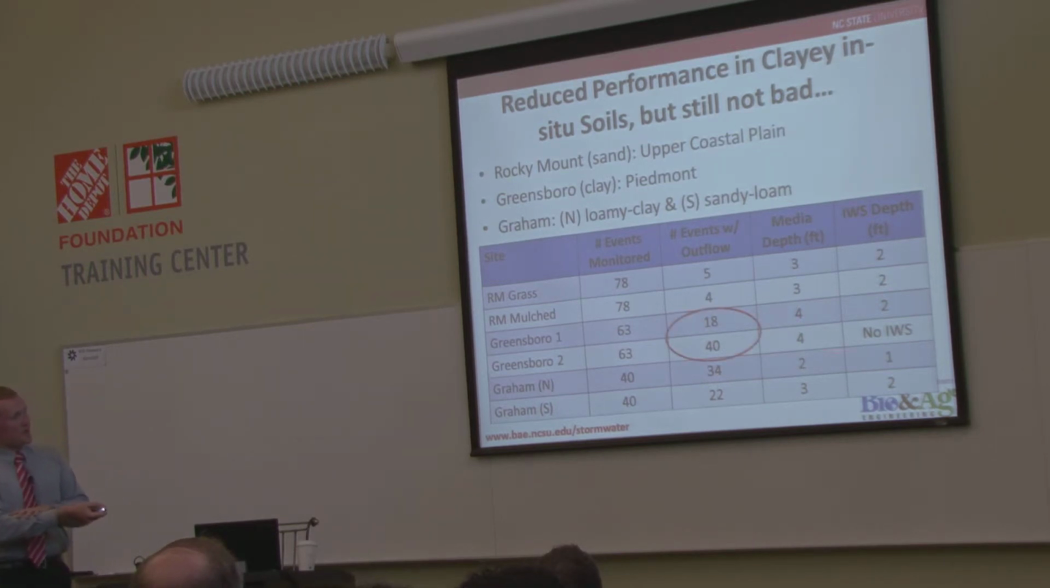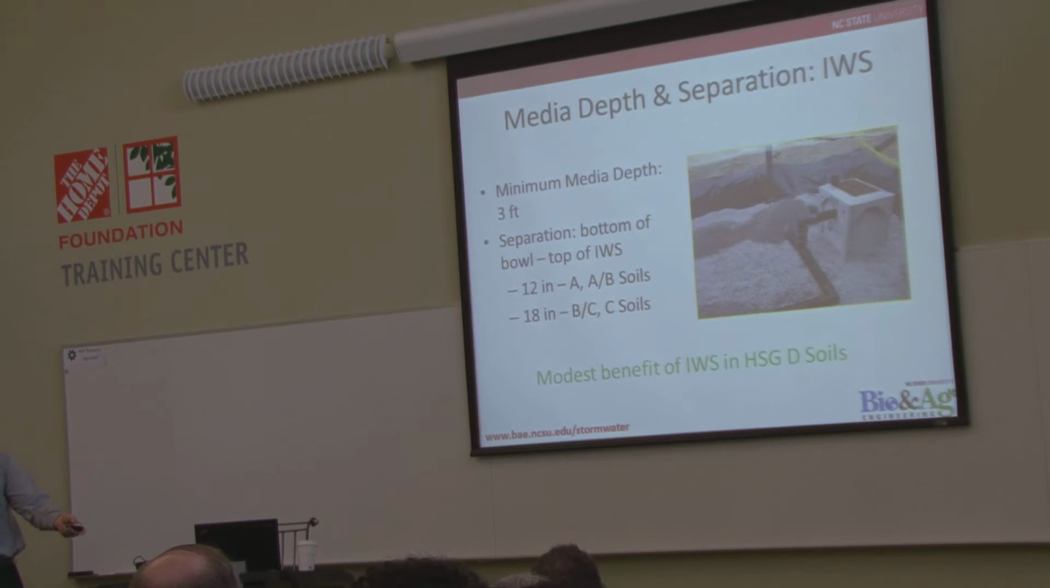And you can see no IWS. We had 2/3 of the events have drainage through the underdrain versus only just under 1/3 have drainage to the underdrain when you have that internal water storage zone. So it's not only a benefit to nitrogen, but it's also a benefit to the amount of outflow that you get from these systems. You're forcing more water to drain into your in situ soils. So that's a big benefit for stream health.